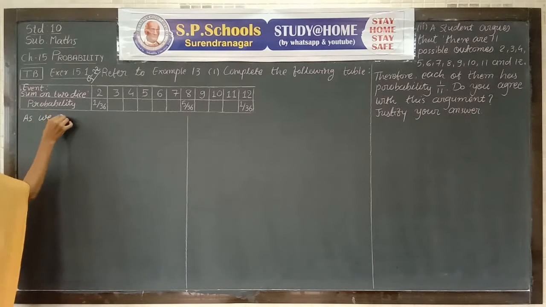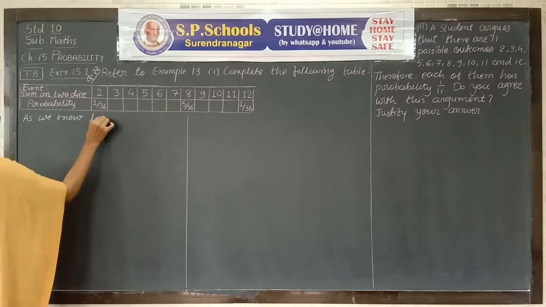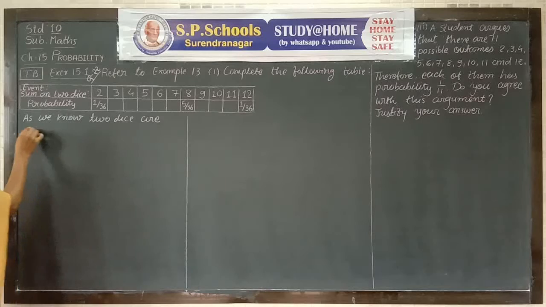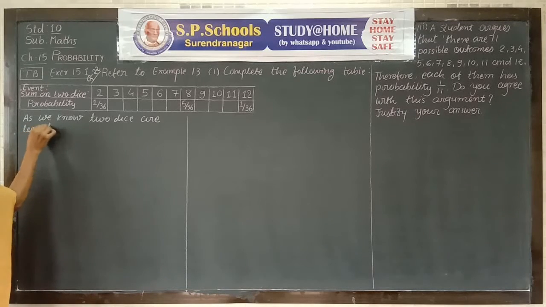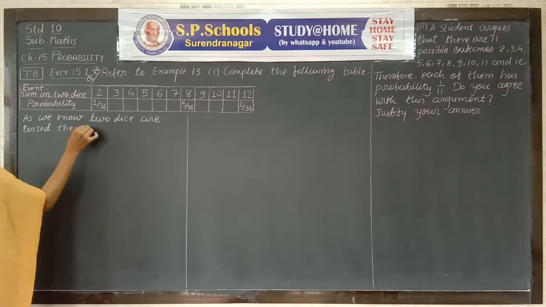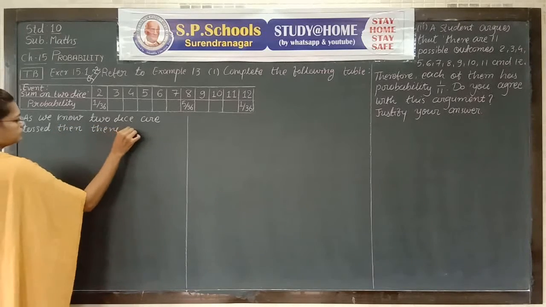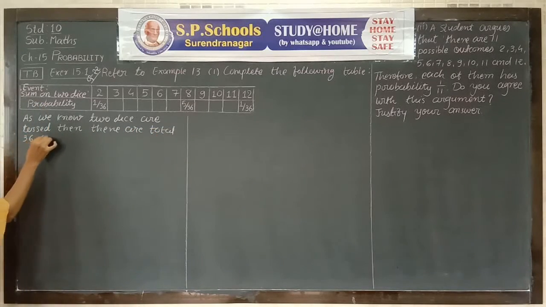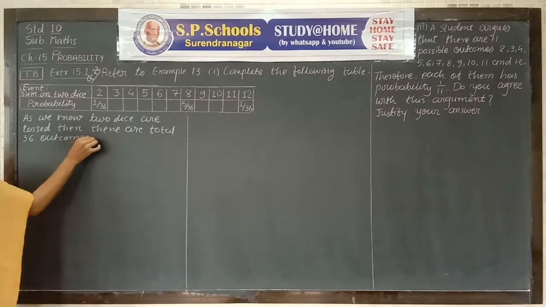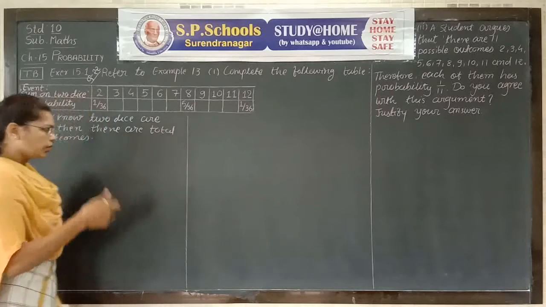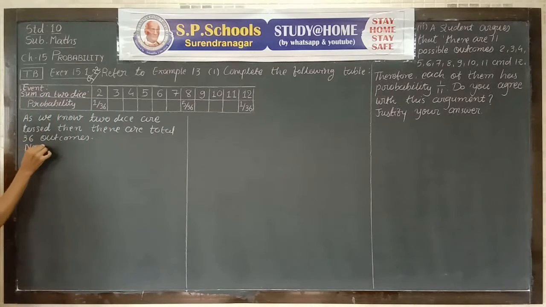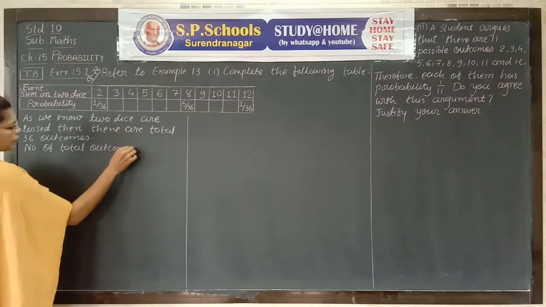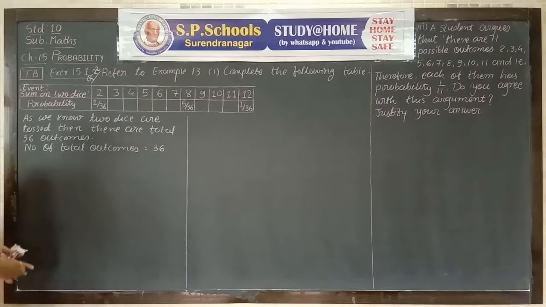As we know, when two dice are tossed, then there are total 36 outcomes. 36 outcomes means the number of total outcomes is 36. Therefore, the number of total outcomes is equal to 36.